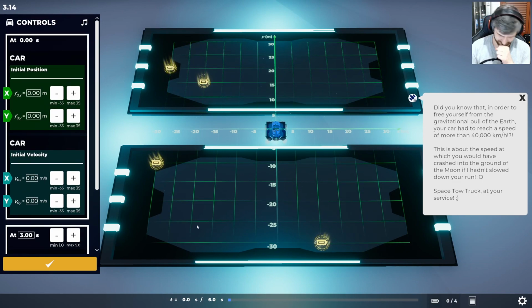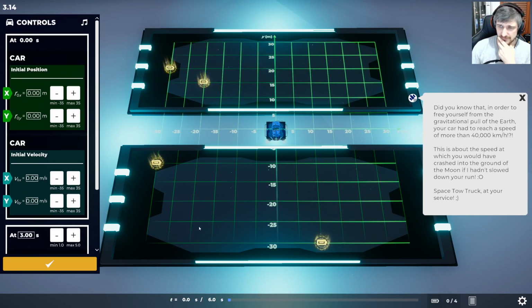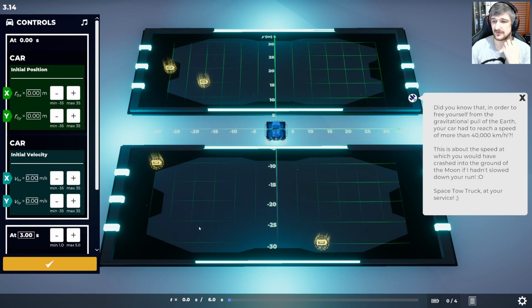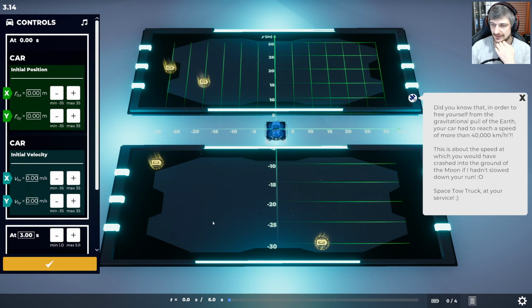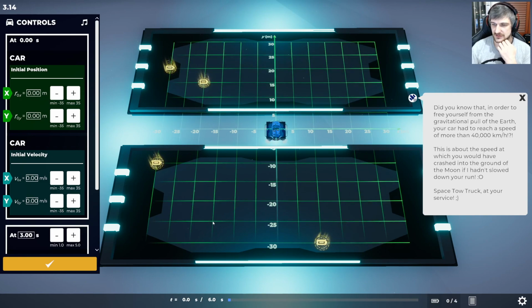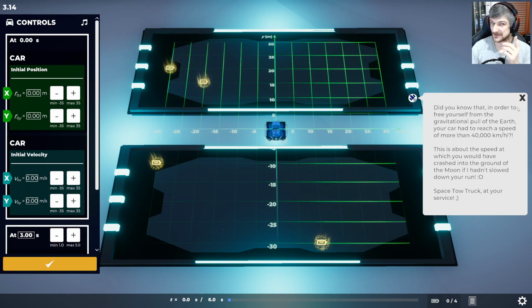Did you know? In order to free yourself from the gravitational pull of the Earth, your car has to reach a speed of more than 40,000 kilometers an hour. This is about the speed at which you would have crashed into the ground of the moon if I haven't slowed down your run. Space torture, okay, your service.